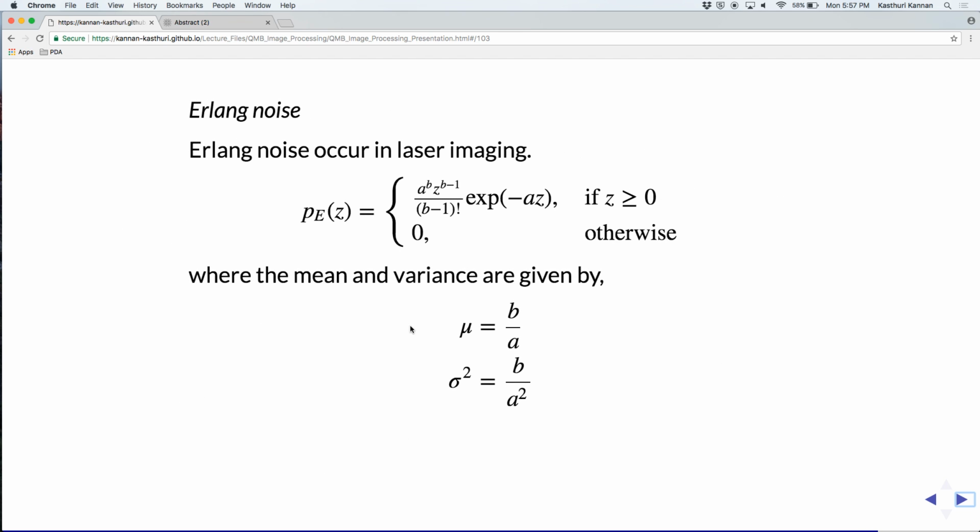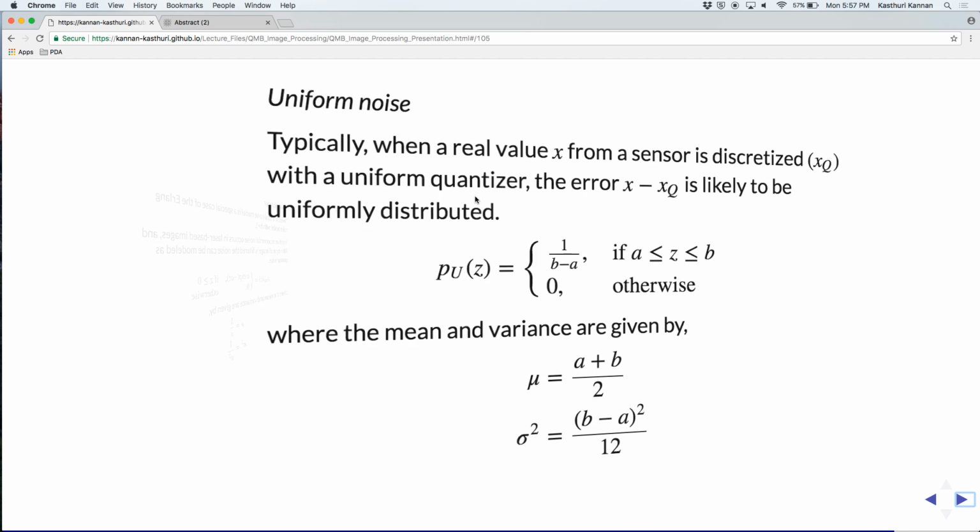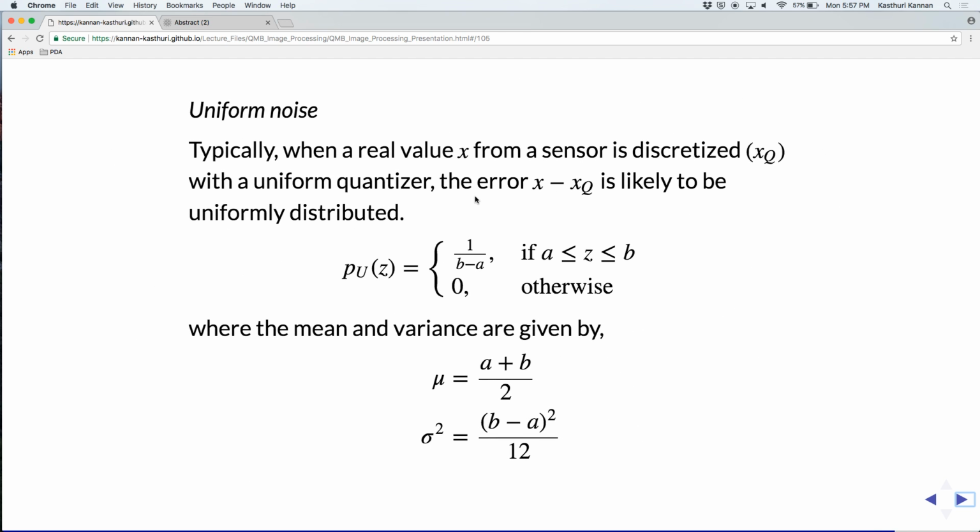And you have Erlang noise, and especially in laser imaging this commonly occurs, Erlang noise with its mean and variance, as well as the exponential noise. Exponential noise is similar, closer to Poisson noise, so some of the things could be used from there and here. And negative exponential noise occurs in laser-based images. This is a particular case of an Erlang noise model with b equals 1. So there are various noise models, and there is a uniform noise.